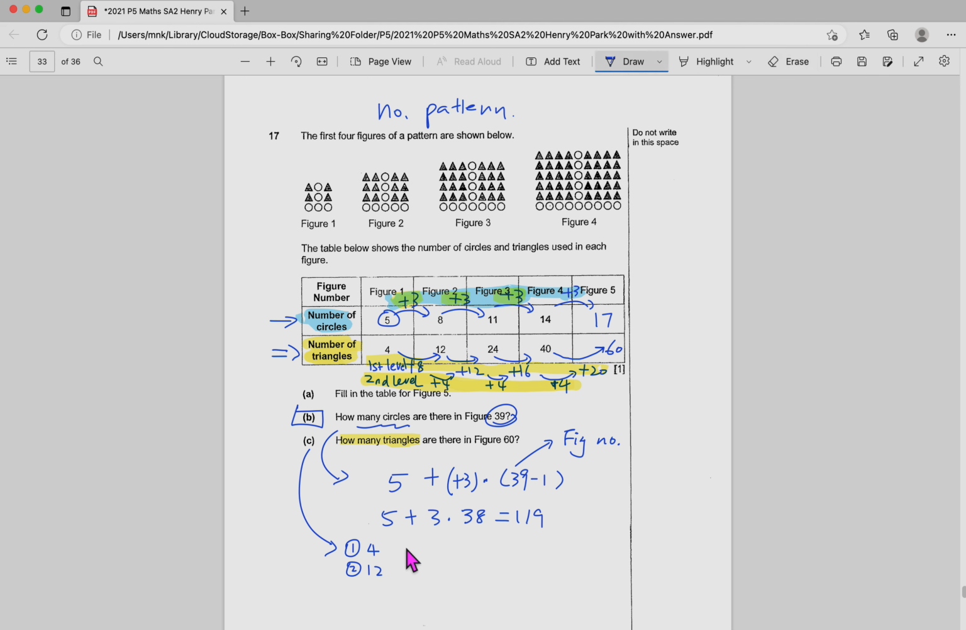You can see 4 is equal to 4 times 1, or you can see it as 2 times 2. So 12 is equal to 4 times 3, or 2 times 6. Then the third one is 24, the fourth one is 40, and the fifth one is 60. So 24 is 4 times 6, or 2 times 12. Then 40 is 4 times 10, or 2 times 20. Then 60 is 4 times 15, or 2 times 30.